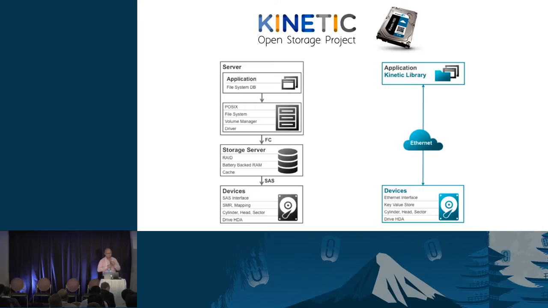On the right is a kinetic drive. Different from conventional drives and conventional disks, this drive does not provide a block interface, but a KV interface. It will be connected via Ethernet, not SAS or bus or FC or Fibre Channel or something else. Every drive will have an IP address.